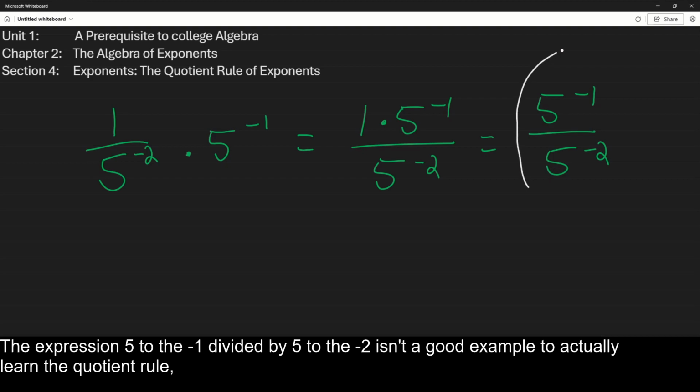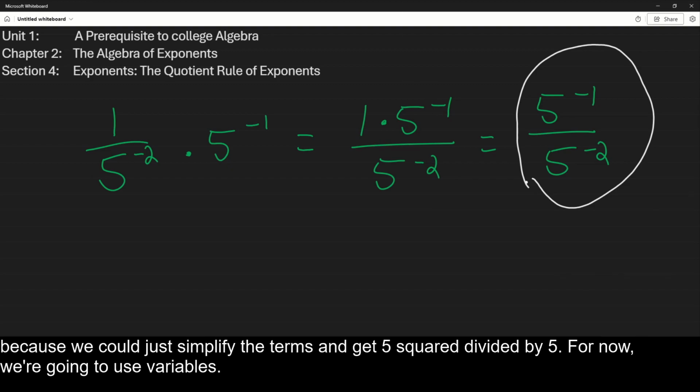The expression 5 to the negative 1 divided by 5 to the negative 2 isn't a good example to actually learn the quotient rule, because we could just simplify the terms and get 5 squared divided by 5. For now, we're going to use variables.